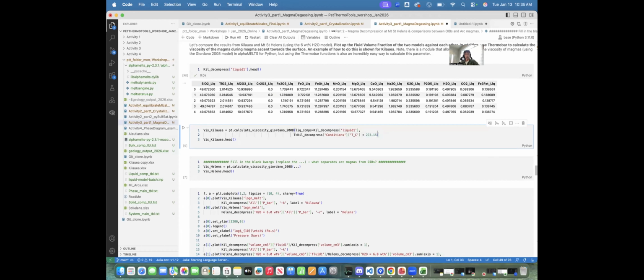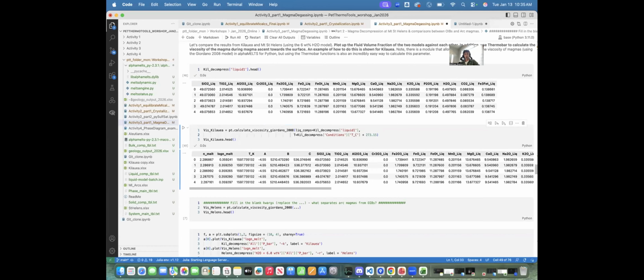Hopefully everyone should be able to run that cell, and if the Kilauea decompression model worked earlier, it should run without issue. We can see here our log viscosity of the melt on the left-hand side, and then I believe these are other parameters that are used within the Giordano model calculation. Penny's nodding, awesome. And the temperature in Kelvin that was used during this decompression model. As you might notice, they are all identical because we ran an isothermal decompression model.